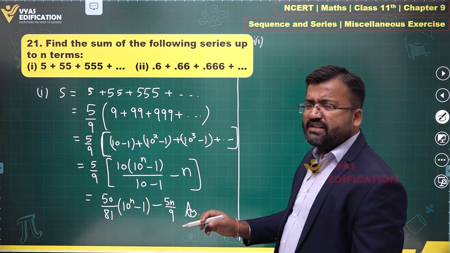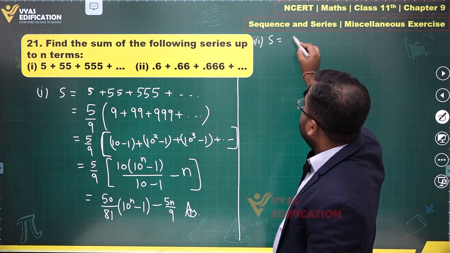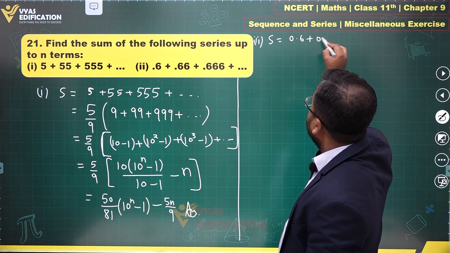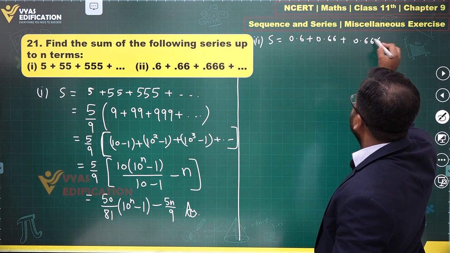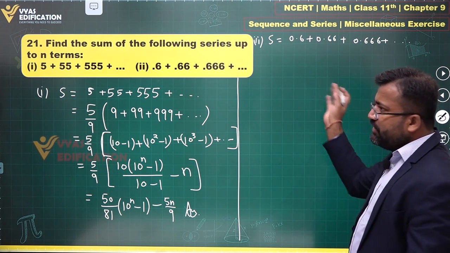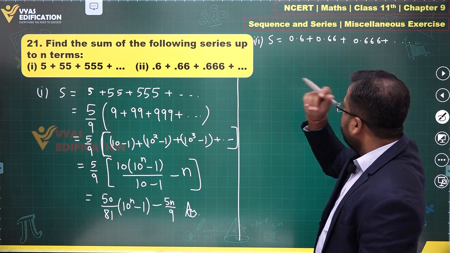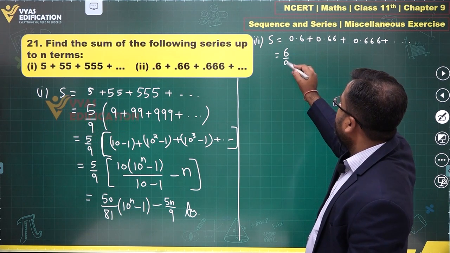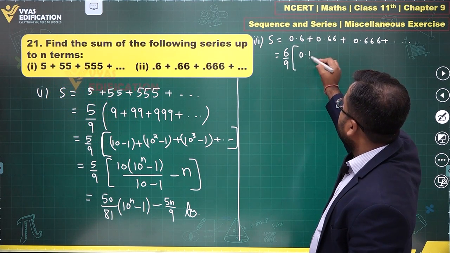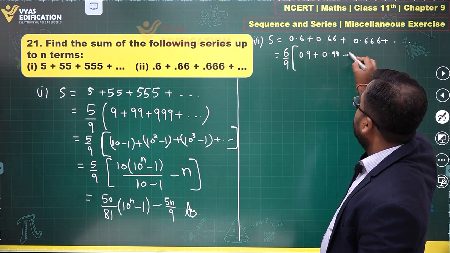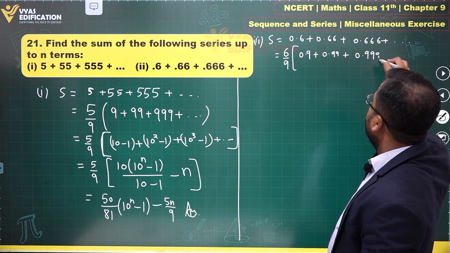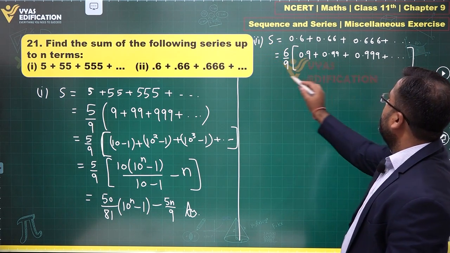Do we have a similar thing in the second part? Yes. This is 0.6 plus 0.66 plus 0.666 plus dot dot dot. What I will do is I'll take out a 6 common, multiply and divide with 9. So this becomes 6 upon 9. In the bracket I get 0.9, 0.99, 0.999 plus dot dot dot. What does this simplify into?